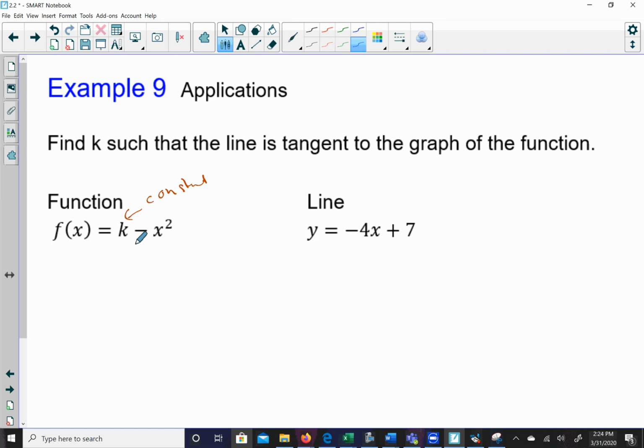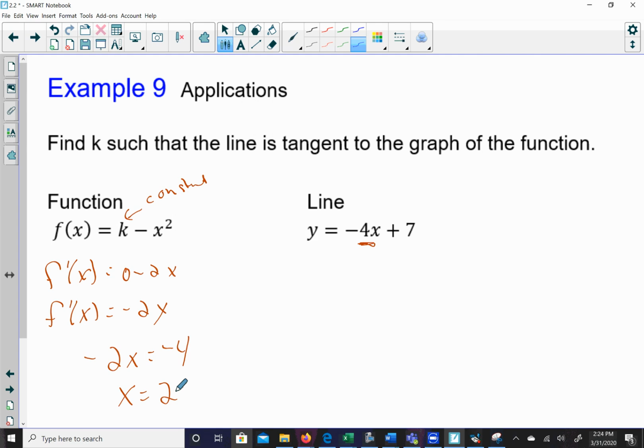So the first thing I'm going to do is find the derivative of this function. Remember, k is a constant, so the derivative would be 0 minus 2x. So the derivative is just going to be negative 2x. That's equal to the slope of the tangent line. Well, they're saying that this is the tangent line, and this slope is negative 4. So negative 2x is equal to negative 4, which means x is equal to 2.